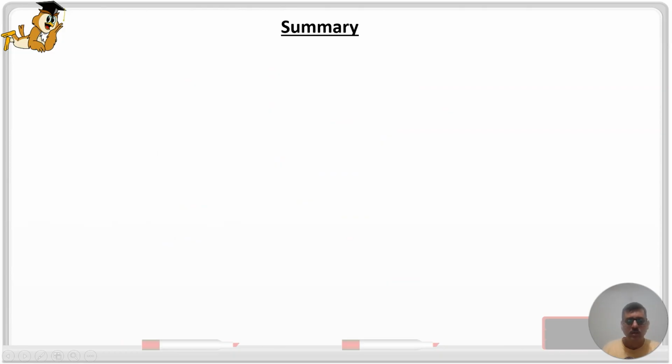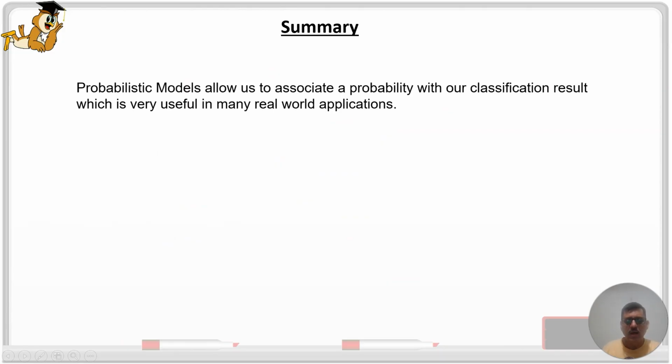Okay, so I will end this lecture with a summary of what we have studied. We have seen that probabilistic models allow us to associate a probability with our classification result, which is very useful in many real world applications.